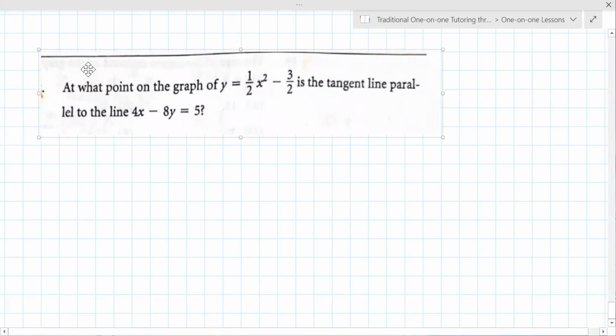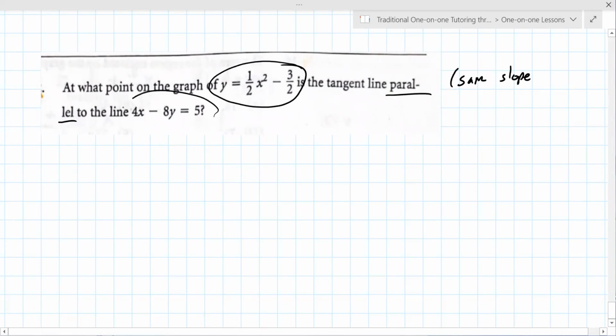So it says, at what point in the graph of y equals 1/2 x squared minus 3/2 is the tangent line parallel to the line 4x minus 8y equals 5? So parallel is really important here. Parallel means same slope. So we need to find the slope of this, and we need to find the slope of this.